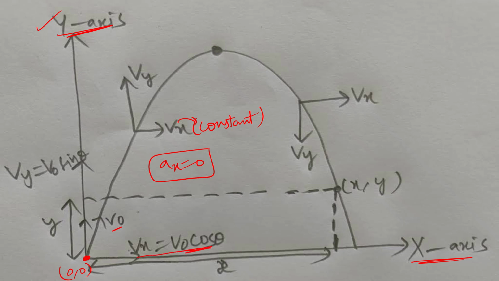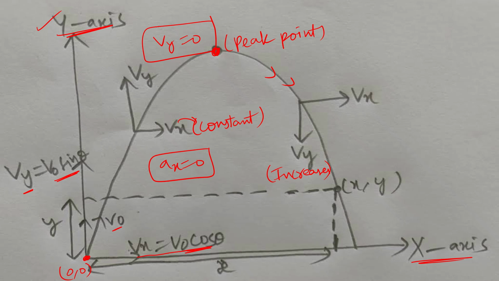Now, let's look at the vertical component, Vy. Initially, at the start, the vertical velocity is Vy is equal to V0 sin theta. This component is positive as the projectile moves upwards. At the very top of the arc, the projectile momentarily stops moving upwards, so the vertical velocity, Vy, becomes 0. As the projectile descends on the right side, the vertical velocity, Vy, becomes negative, indicating it is moving downwards.